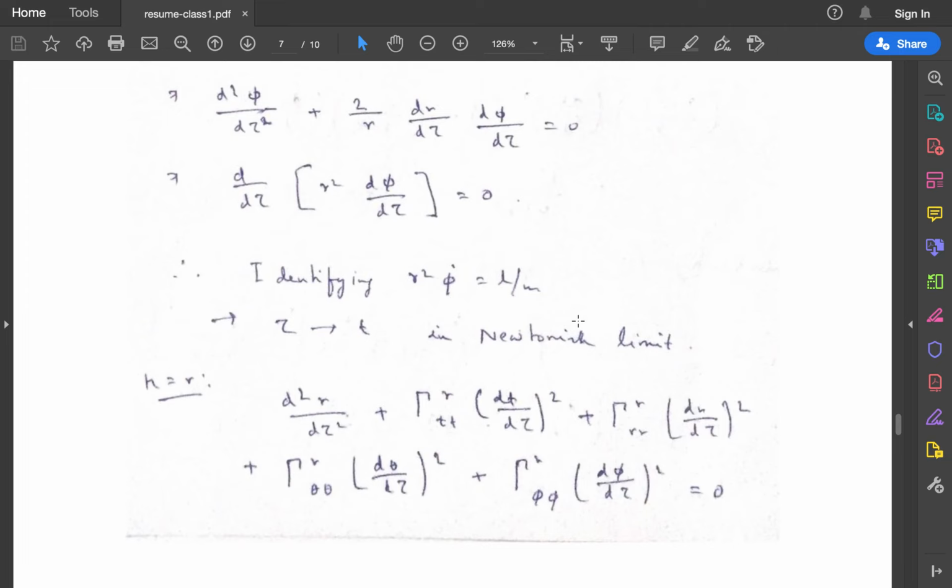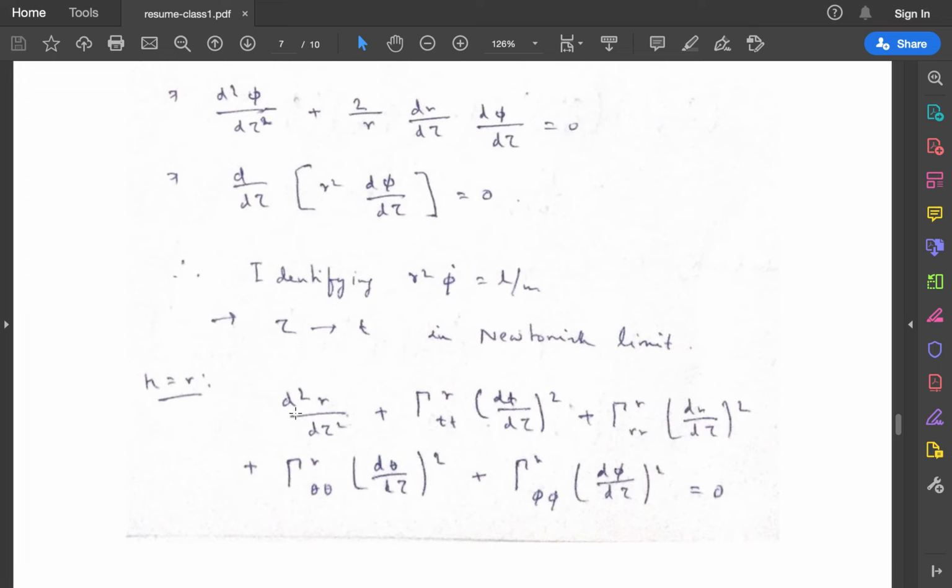Let us go to the second identification. What is the second identification? Let us write for mu equal to r. Again, writing the geodesic equation and expanding it, d square r by d tau square, we will have only these terms with gamma r tt, gamma r r r, gamma r theta theta, and gamma r phi phi.